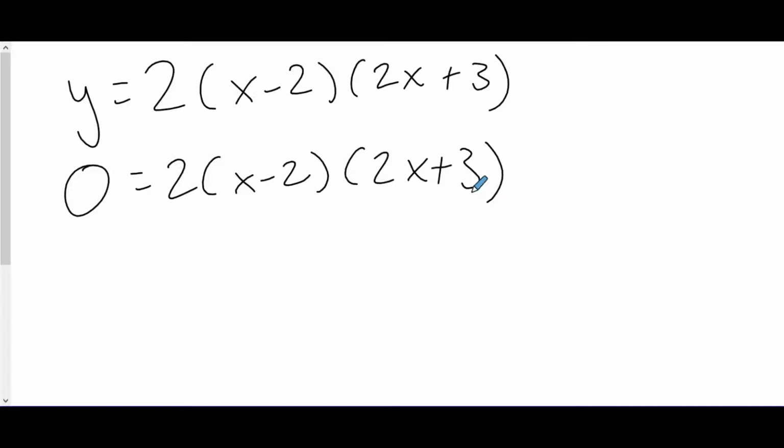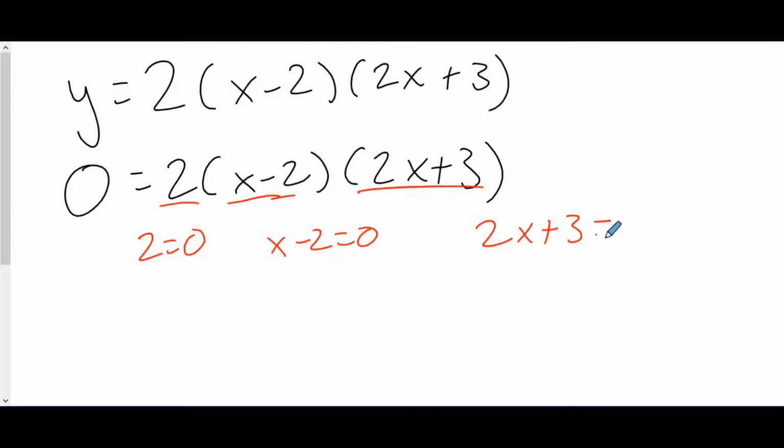So remember that the zero product property tells me if I multiply things together and get 0, one of them has to be 0. So what's happening here is that I have 2 times x minus 2 times 2x plus 3 equals 0. In order for this to be true, one of those factors has to equal 0. Because again, the only way to multiply and get 0 is if you're multiplying by 0. So I'm going to set each factor equal to 0. So the GCF does count. And then I have x minus 2 equals 0 and 2x plus 3 equals 0.